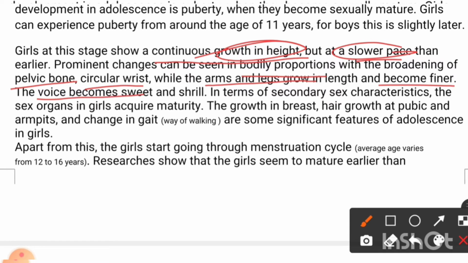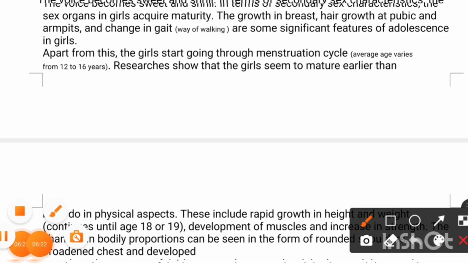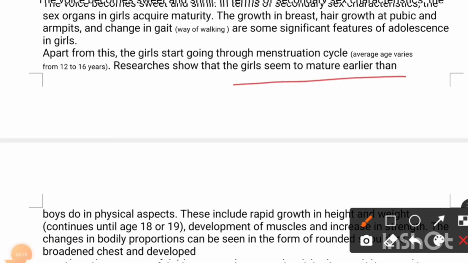In terms of secondary sex characteristics, the sex organs in the girls acquire maturity: growth in breast size, hair growth in the pubic area and armpits, and a change in their gait, the way they walk. These are some of the characteristics of adolescence. There is also a menstruation cycle, which generally takes place for girls at around the age of 12 to 16. Research shows that girls seem to mature earlier than boys do in the physical aspect.